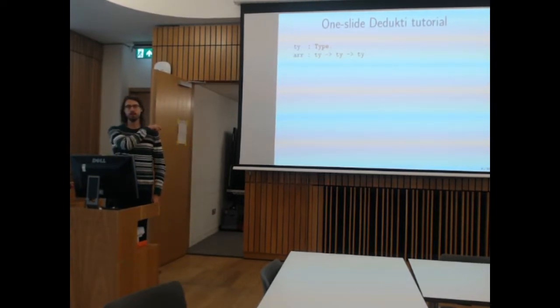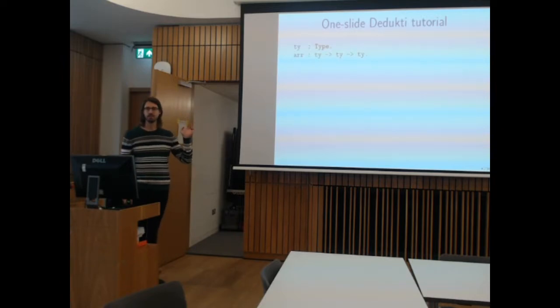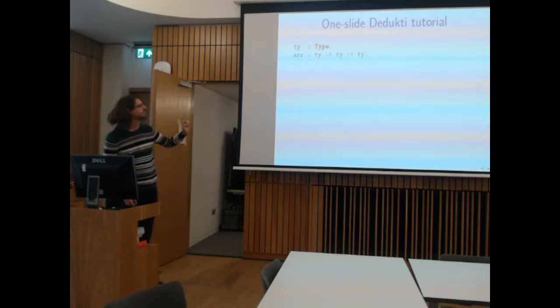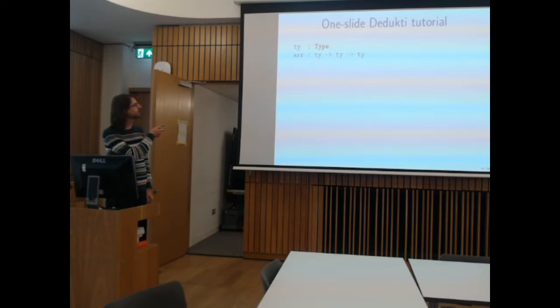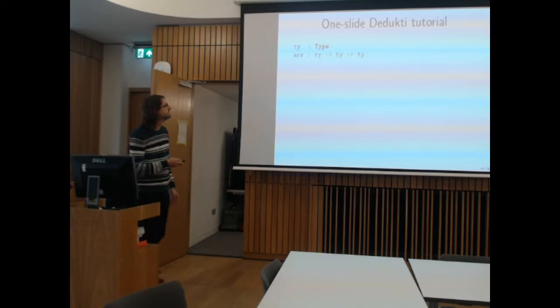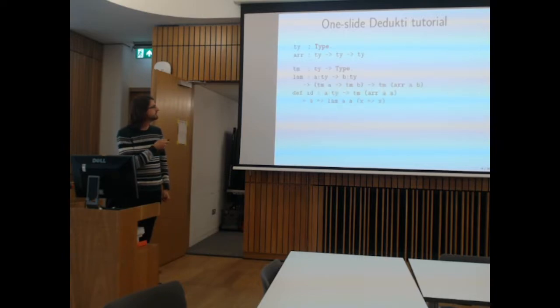I do want to show a bit of Dedukti on the slide, so I do want to do a very quick tutorial on Dedukti, and I'll do the simply typed lambda calculus without a base type. So this is how Dedukti works. You can declare new constants. Here I'm declaring a type of types of the calculus, and then I'm declaring a specific type of arrow types. Right? So far so easy.